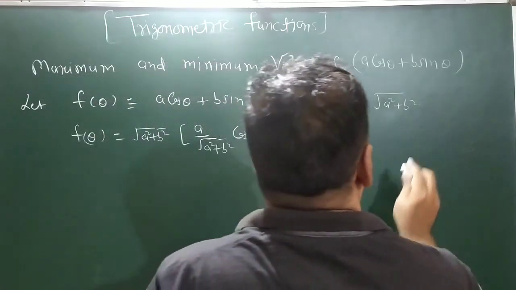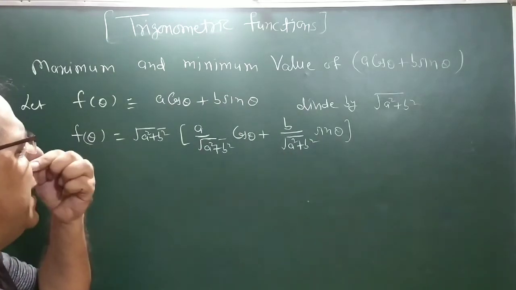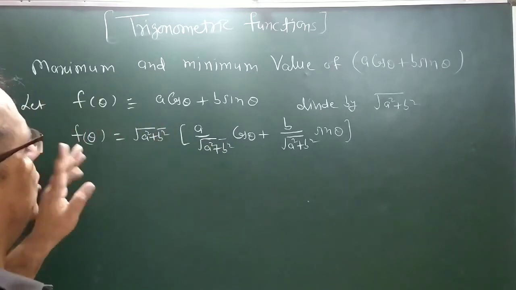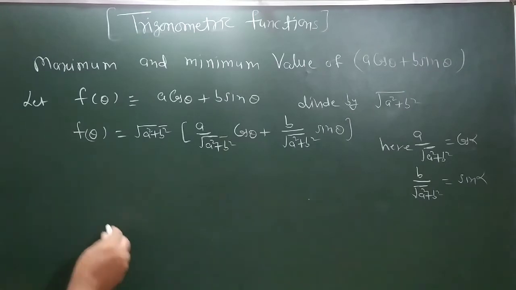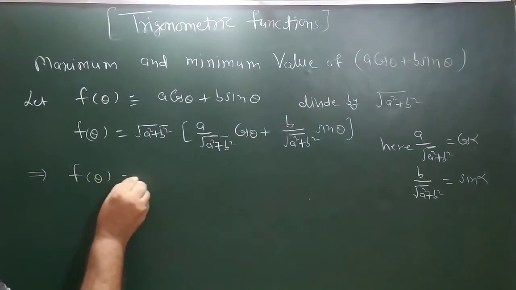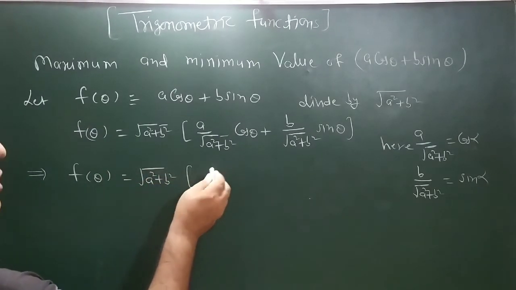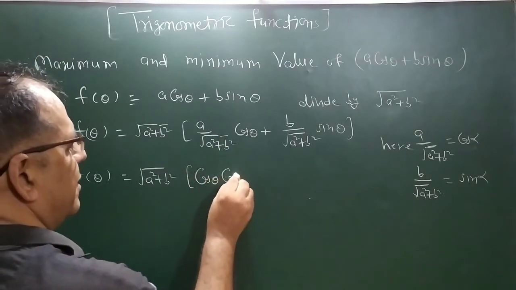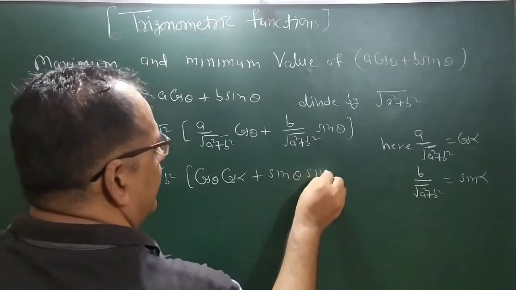Divide by a square plus b square. If we want to divide any expression by a particular value, then for the balance we multiply the same value in the numerator. So we multiply and divide by under root a square plus b square. Now this can be written as f theta equal to under root of a square plus b square, and inside the bracket cos theta cos alpha plus sin theta sin alpha.